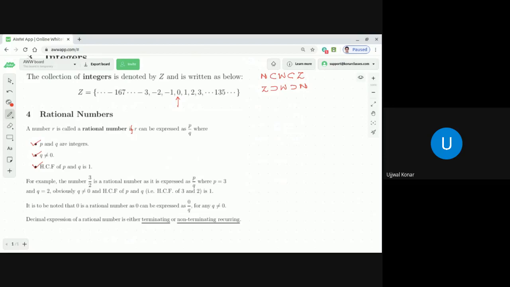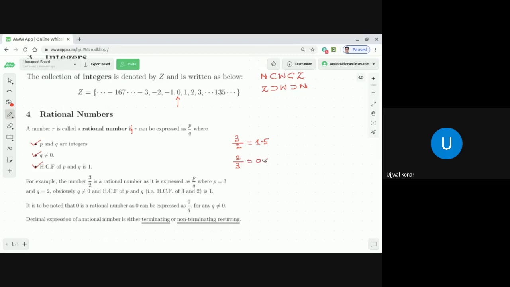Now, the interesting part is that, let's consider a rational number 3 by 2, and let's find its decimal expansion. Its decimal expansion is what? 1.5. Correct or not? Now let's take another rational number, 2 by 3. Correct. Now the decimal expansion of 2 by 3 is, what, dear students?